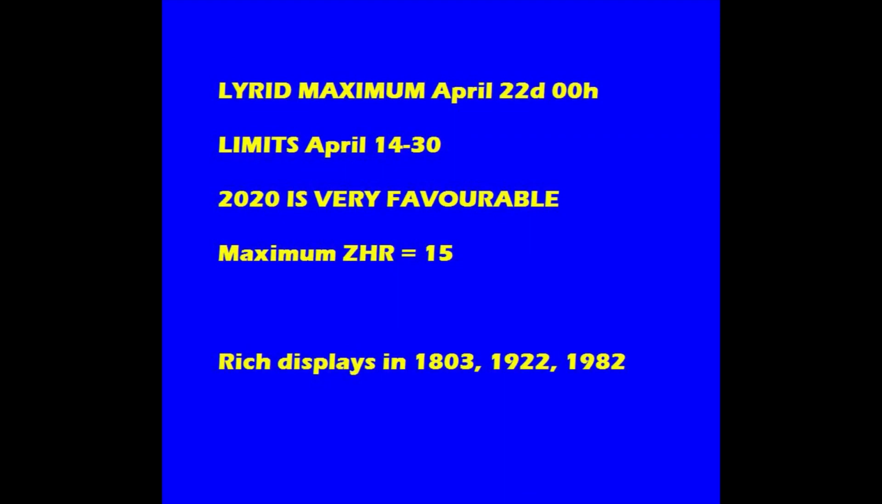The limits are about 16-17 days, and 2020 is a very favourable year, and that's because the moon is out of the way. The maximum number of meteors that you're likely to see in an hour at any one time is about 15. That's obviously with the radiant overhead. And I was interested to see in the handbook that it says that there are rich displays in these years here.